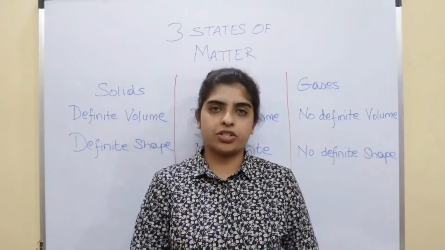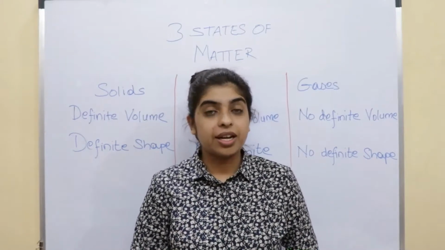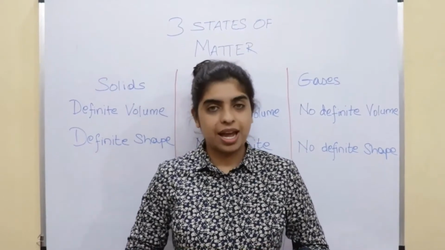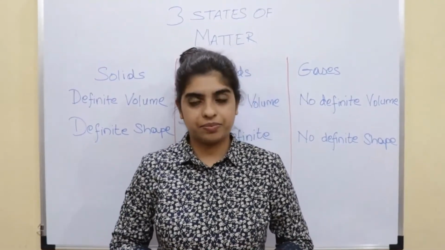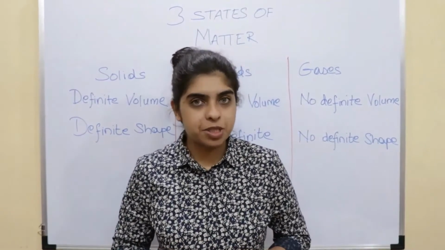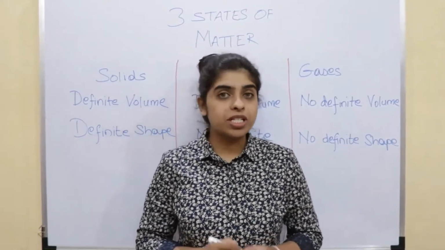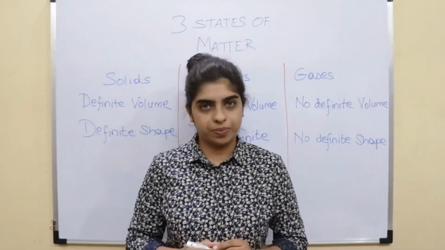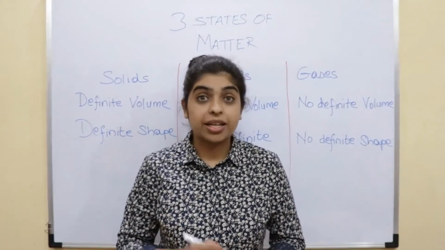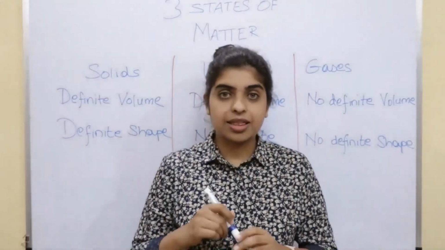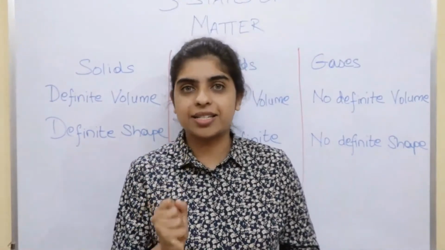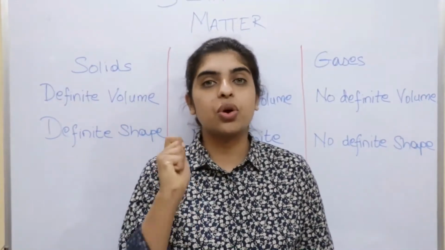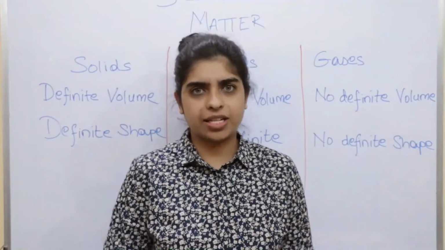There are two properties of matter. Matter takes up space and it has mass. What do you mean by takes up space? You must have heard of some term called volume. This space that matter takes up is known as volume. So everything has a volume.